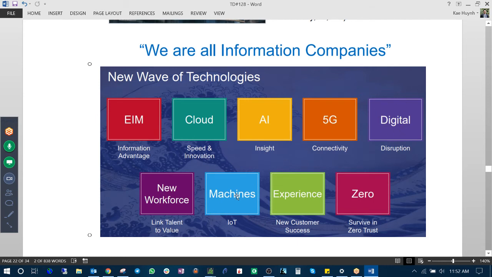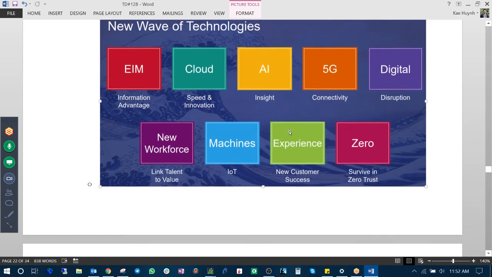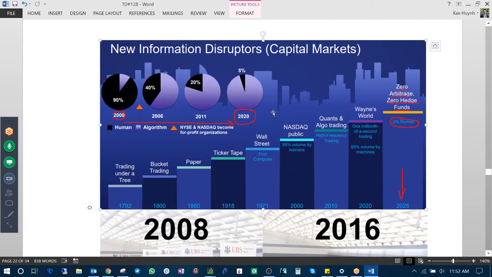Digital, I don't know what they mean by that. New workforce, machines, experience, new customer success. So this is probably what you're talking about: SAP acquiring Qualtrics for that experience data. I'm still trying to wrap my head around that acquisition and the experience data, but it's very real. Survive in zero trust. Again, this is just part of the pitch to buying OpenText security, which I kind of like.